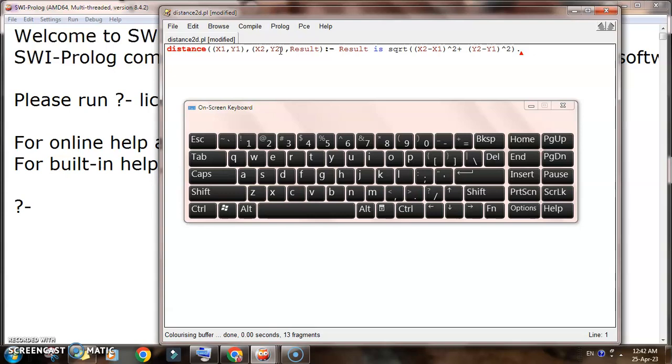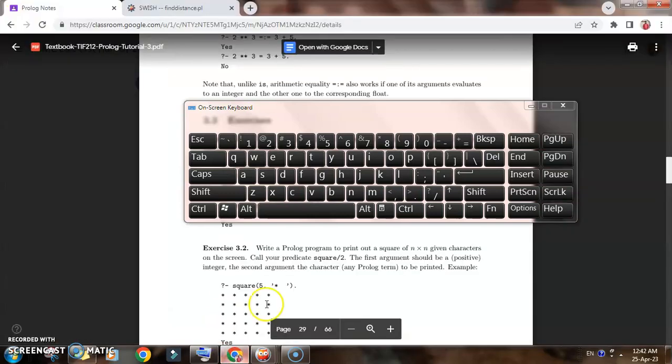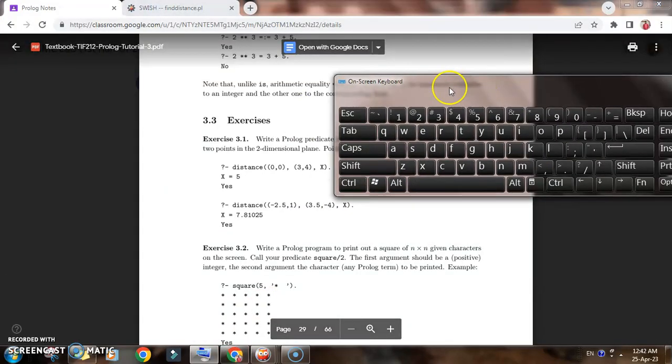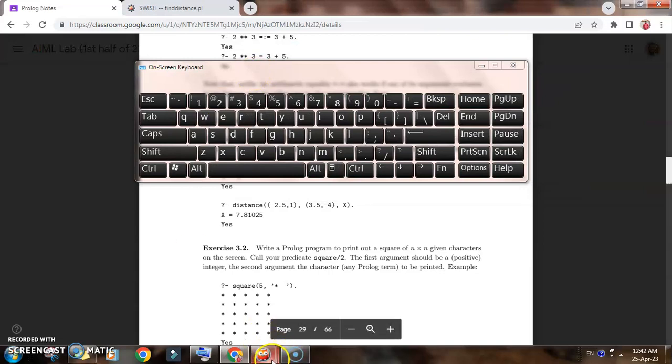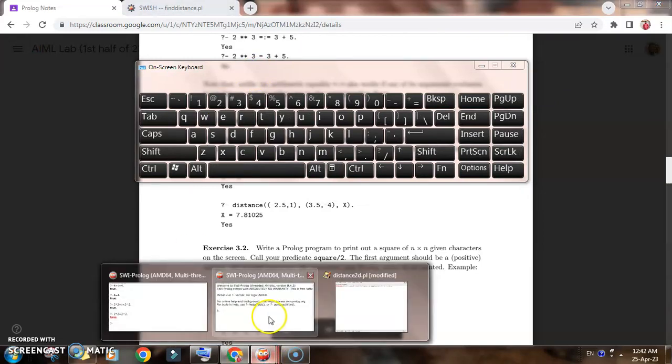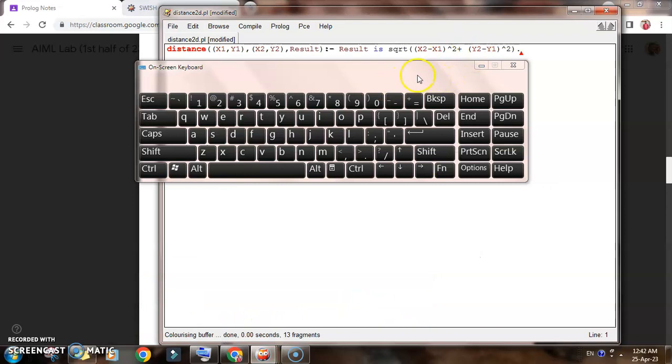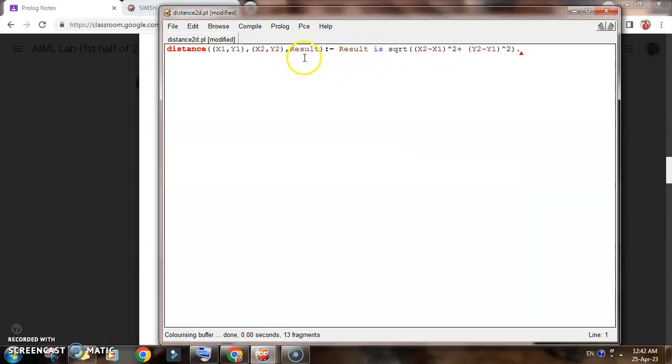So the user will enter the values. If we take values from here, then we can take 0 0 and 3 4. Then you will observe that I have written the rule. So this result will be square root of (X2 minus X1) square plus (Y2 minus Y1) square. Okay, so this will be the rule.